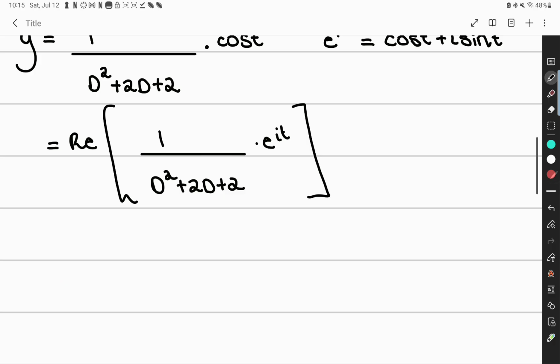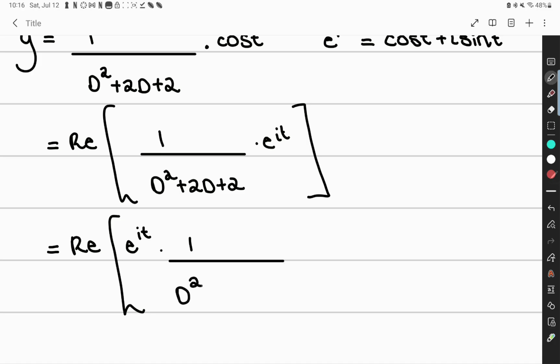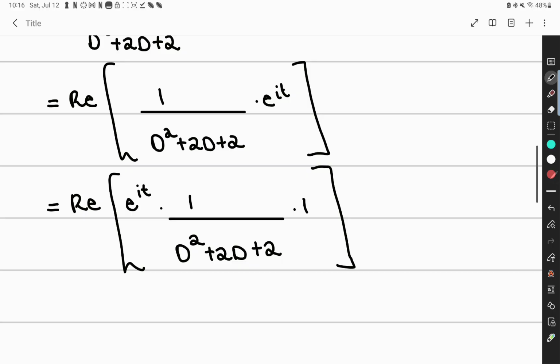Alright, for now what we're going to do is bring the e^(it) to the front. So we have e^(it) multiplied by 1 over D squared plus 2D plus 2 multiplied by 1, obviously. Don't forget the 1. So yeah, sorted.